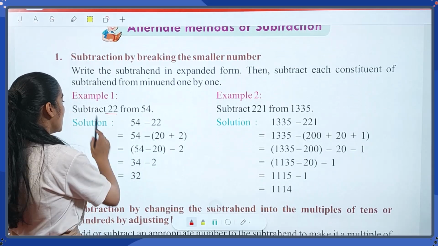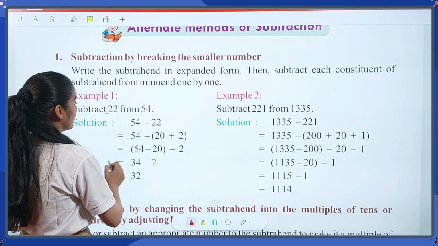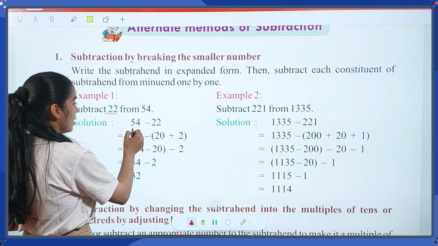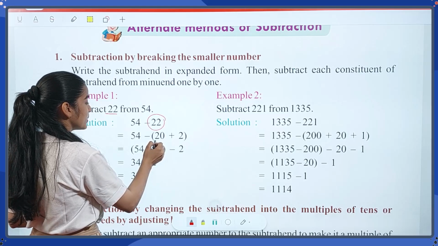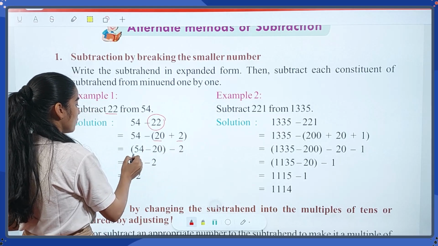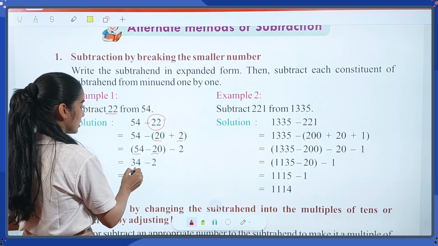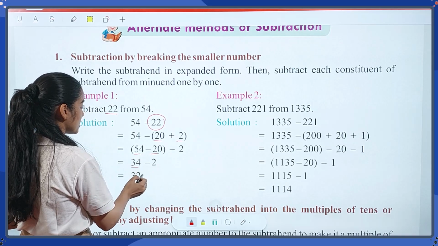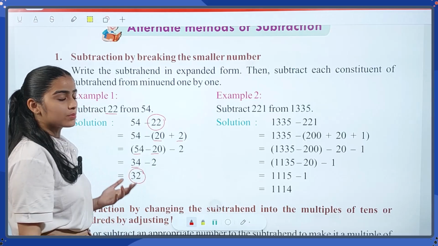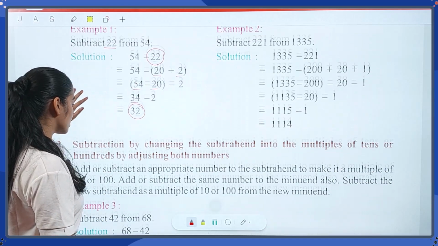For example, subtract 22 from 54. So how can you subtract it? First, we have to expand 22. So 22 we can write as 20 plus 2. Now 54 minus 20 is 34, so we can easily get the difference. And now 34 minus 2 is 32. So you can do subtraction in this manner also.